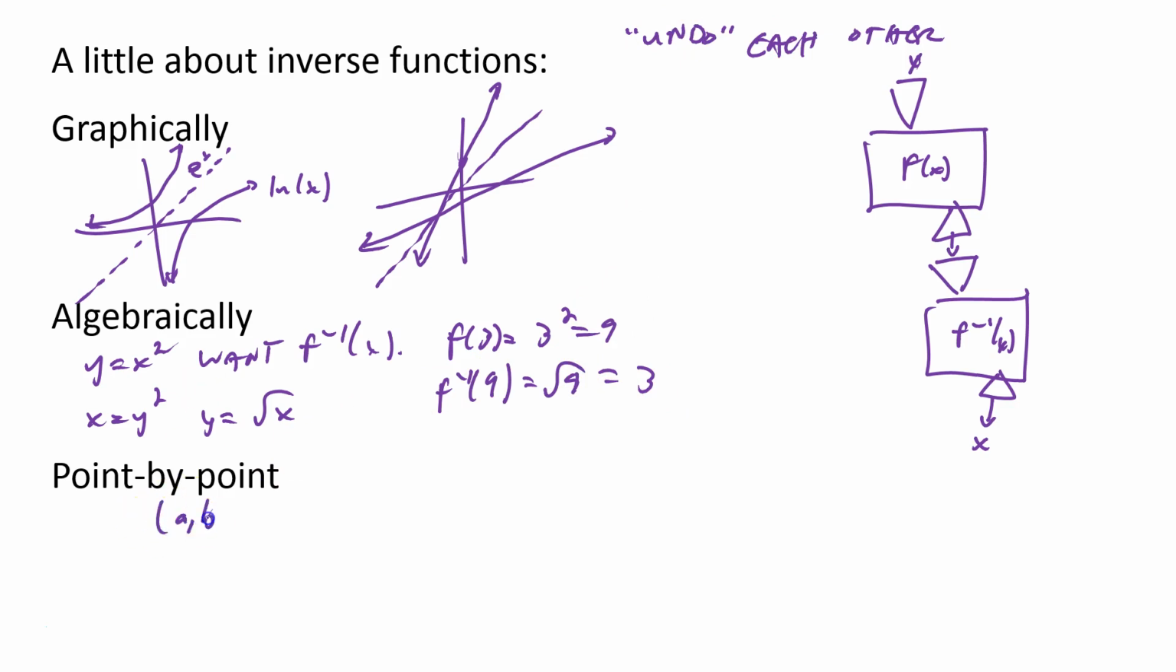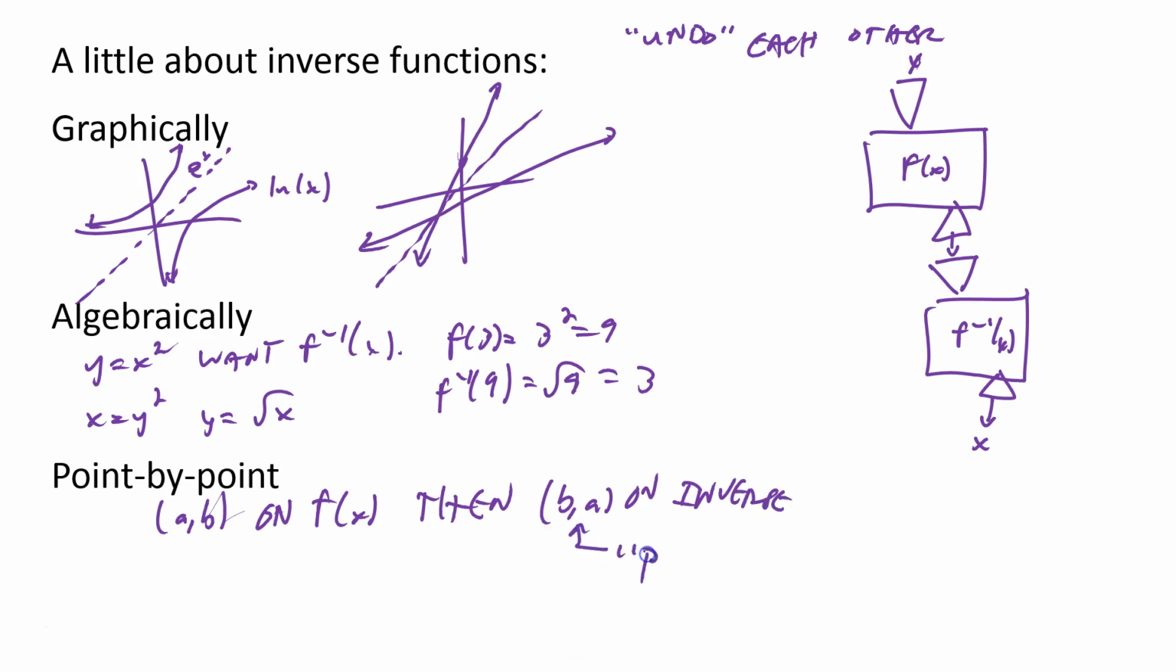If (a, b) is on f of x, then what point would be on the inverse? Well, if a is sent to b, b must be sent back to a by the inverse. Then (b, a) is on the inverse. And this is what I call the buddy point. So this right here is called the buddy point. These 2 points are buddies because there are important properties that these 2 points share. So if (x, y) is on the function, then (y, x) is going to be on the inverse.